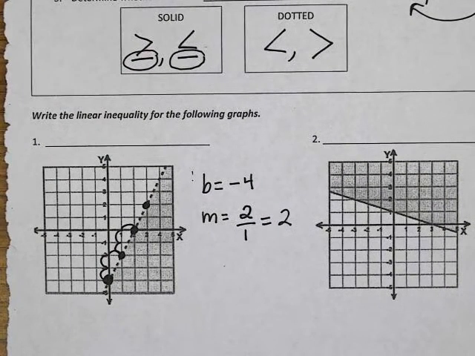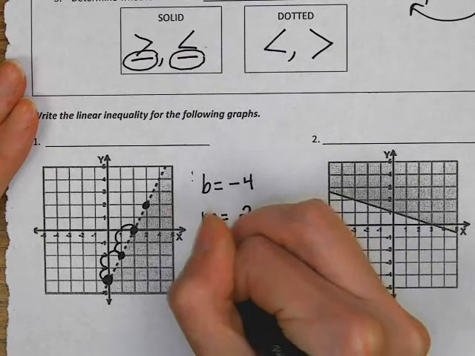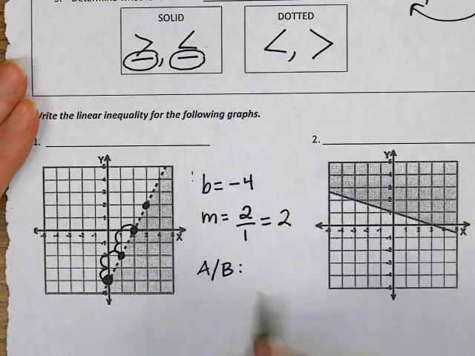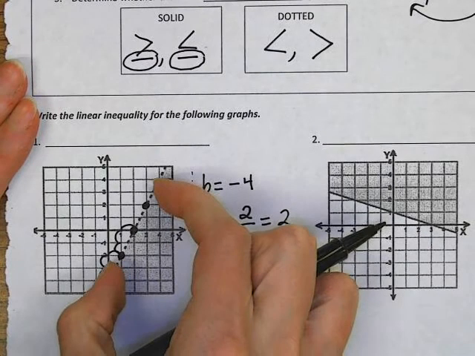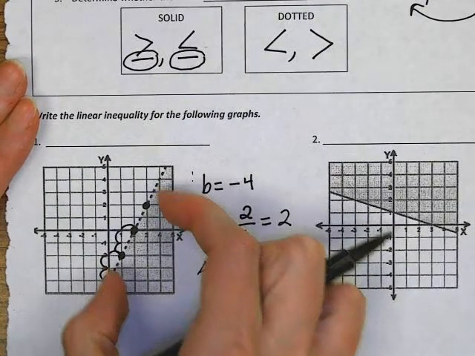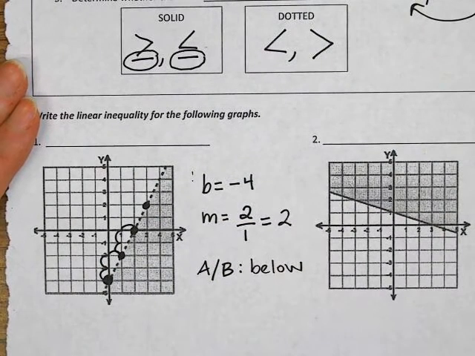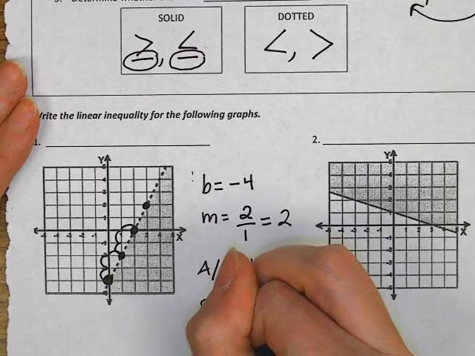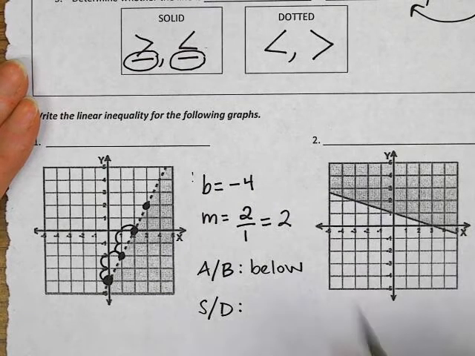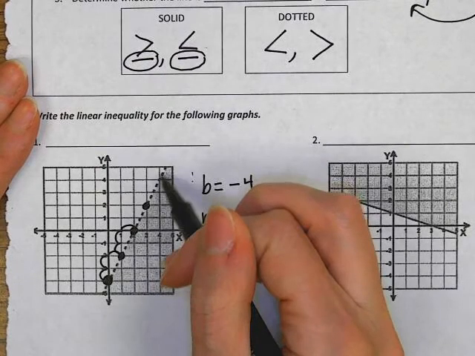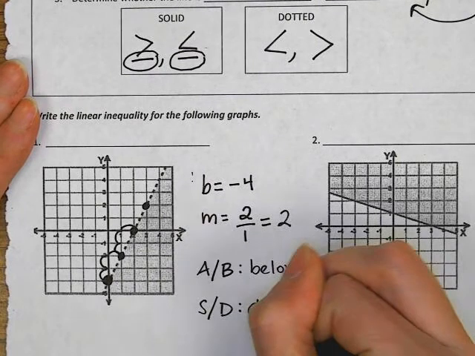Okay, so then let's do, is it shaded above or below? Now this is, above would be up, below would be down. So this is shaded below. And then would it be solid or dotted? Well, duh. So this is a dotted line.